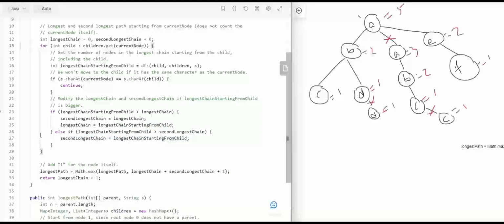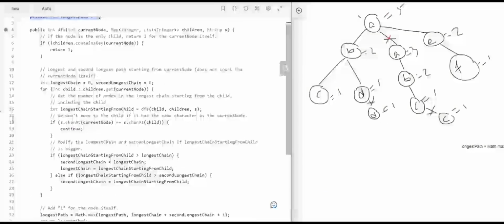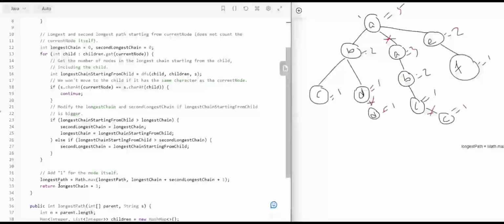After the iteration is completed, we will have the value of the longest chain and the second longest chain, and then we compare it with the longest path. If you see, this value is a global variable, as in it does not matter where it exists; wherever we find the longest path, we'll just update it, right? And if you see, we are returning just the longest chain plus one, not the second longest chain or the sum of the longest and second longest chain.